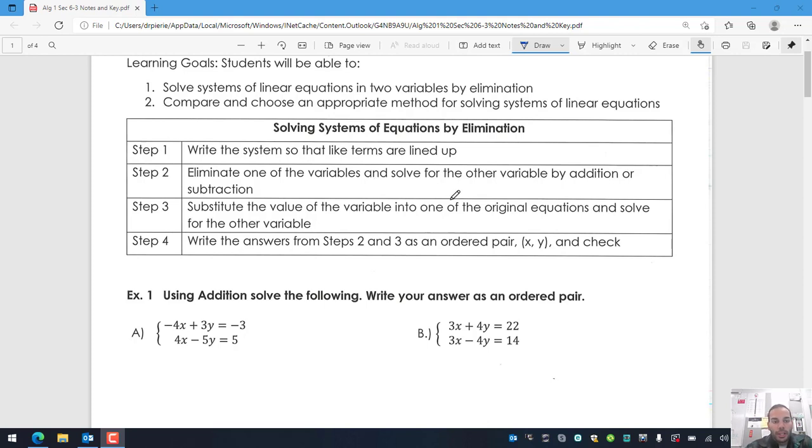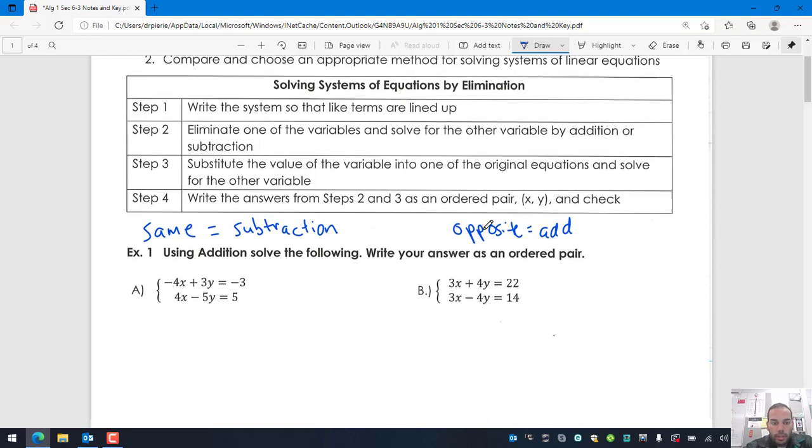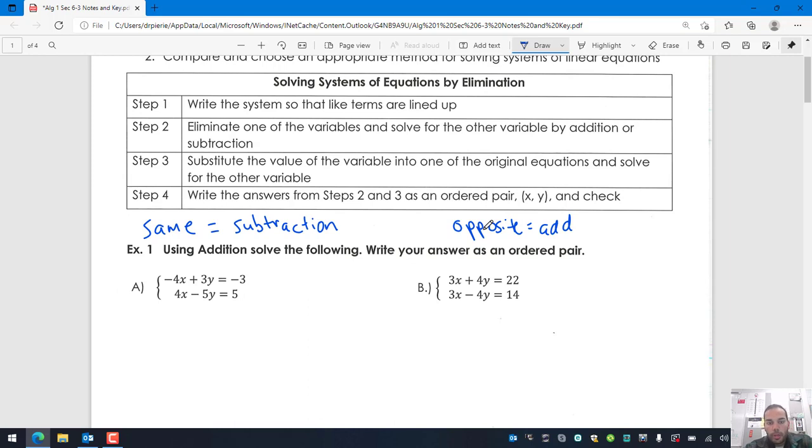Then you're going to eliminate one of the variables and solve for the other variable by addition or subtraction. And here's the principle I need you to remember, and write this on your notes somewhere. If you have the same number for one of your variables, you're going to use subtraction. Same equals subtract. Opposite equals add. And we'll talk about what that means in a second. Substitute the value of the variable into one of the original equations and solve for the original variable, and then write the answer from steps 2 and 3 as an ordered pair and check.